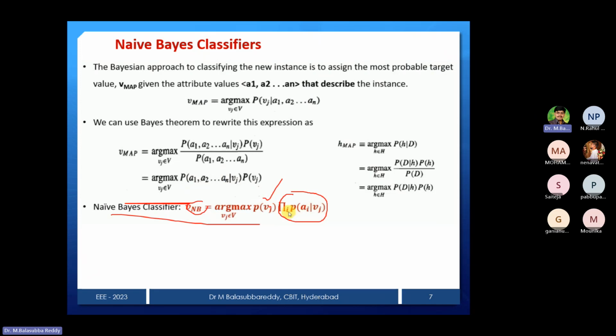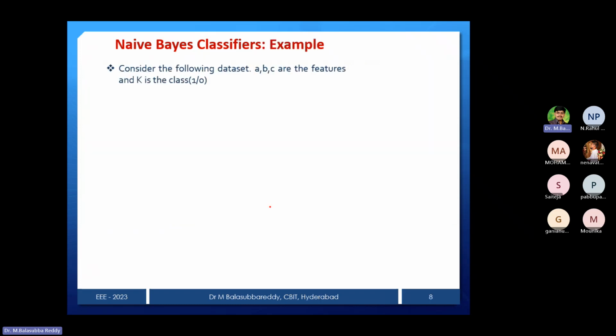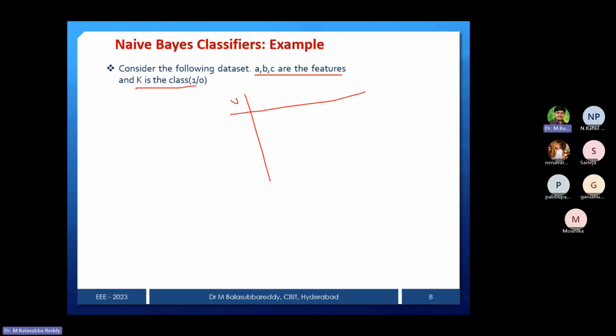This theory part is only for the Bayes theorem. Using that, we can solve problems. Now we'll start with an example. Consider the following data. Let A, B, C be the features and K be the class. The data may be whatever data. Let this be the A data, and then this is the B data and C data, and correspondingly K. K is your output.